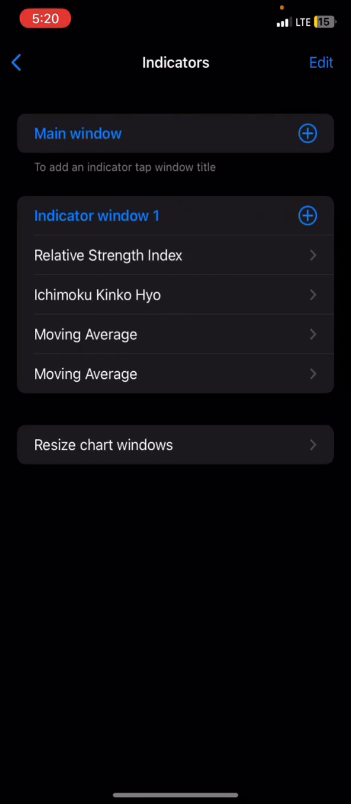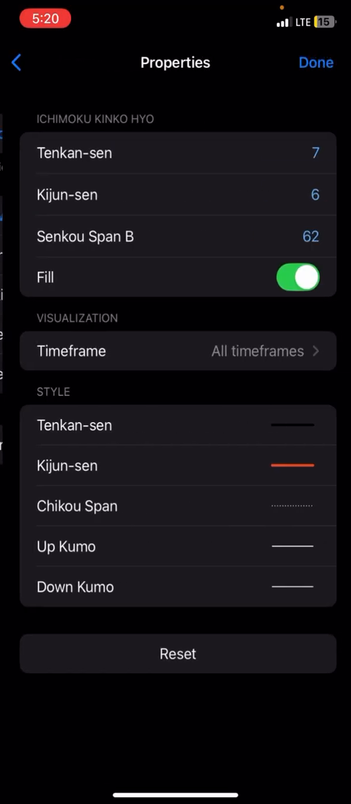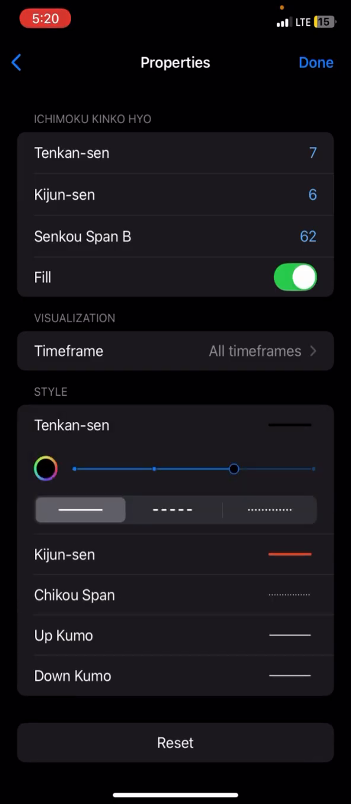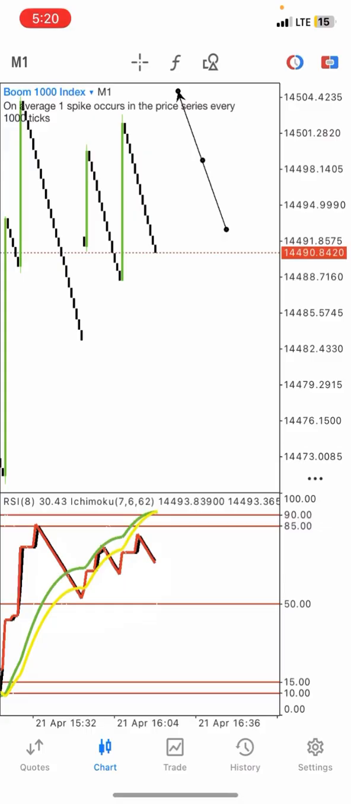You go back again, click this icon, and bring in Ichimoku. Tenkan Sen is 7, Kijun Sen is 6, Senkou Span B is 62. Tenkan Sen color is black, Kijun Sen is red, and the others should be the same color as your MT5 chart, so they will not be visible on the chart. Click on done. Then you go back again to the same place.